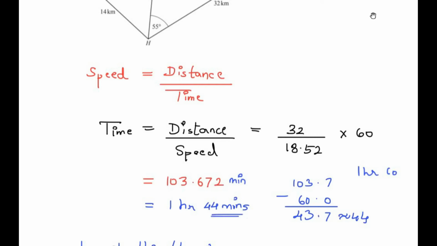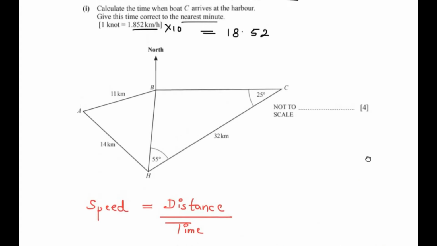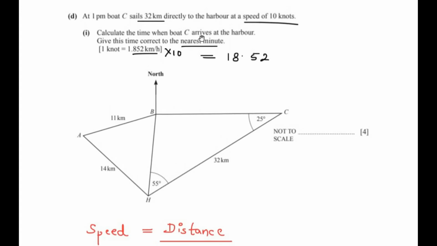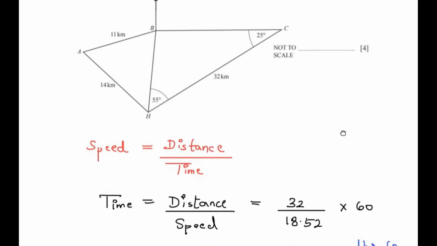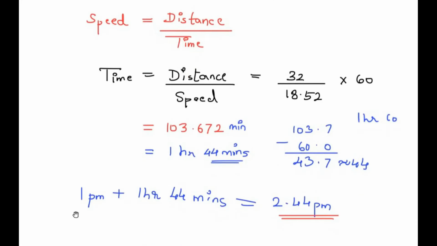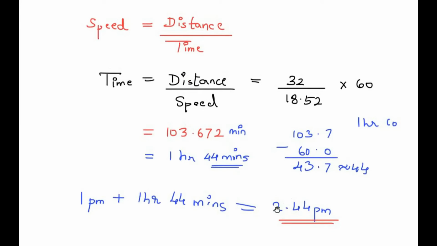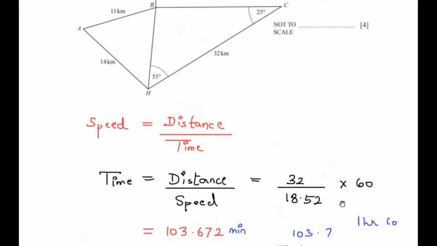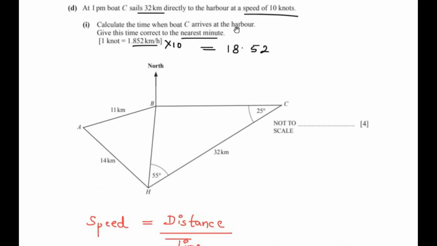Now once we have got this, the question asks us at what time does the boat reach the harbour. Now it had left at 1 p.m. So we have to add this 1 hour 44 minutes to 1 p.m. to find out at what time it reaches the harbour. So here we have done 1 p.m. plus 1 hour 44 minutes. Just add the hours. 1 plus 1 gives you 2. So 2.44 or 2:44 p.m. This is when the boat C arrives at the harbour.